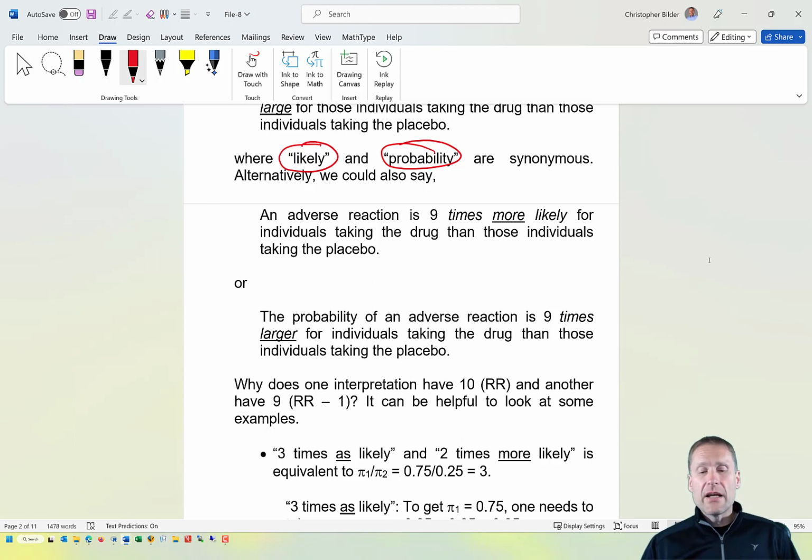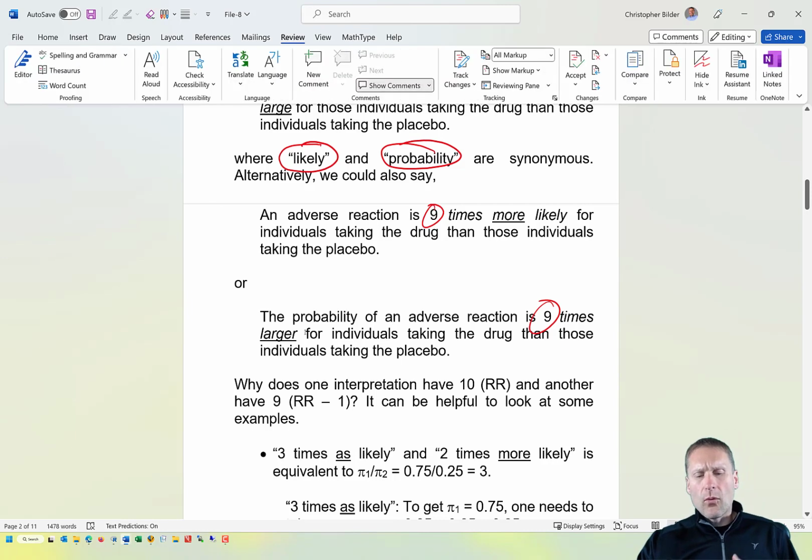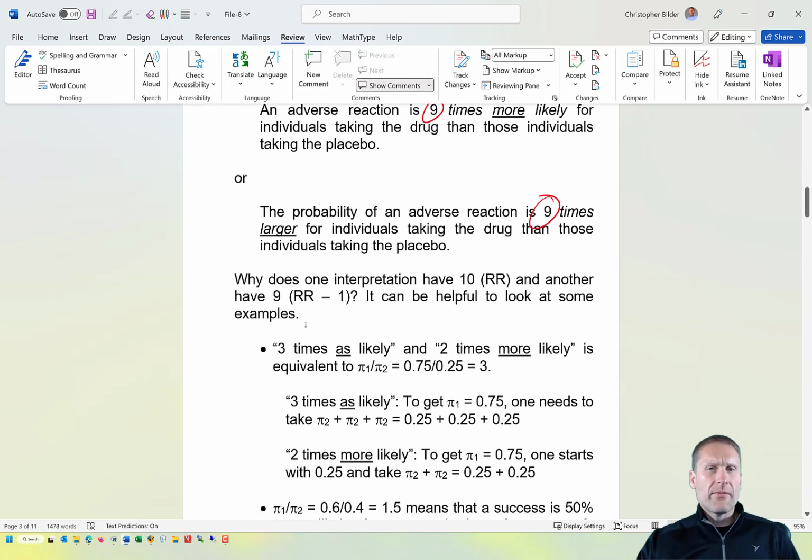Or I could also say the probability of an adverse reaction is 9 times larger for individuals taking the drug than the individuals taking the placebo. So notice I'm using 9 there instead of 10. So why do I use one interpretation that uses a 10 and another that uses 9? Well, the reason comes about through these words that I'm using. They have slightly different meanings, more versus as.